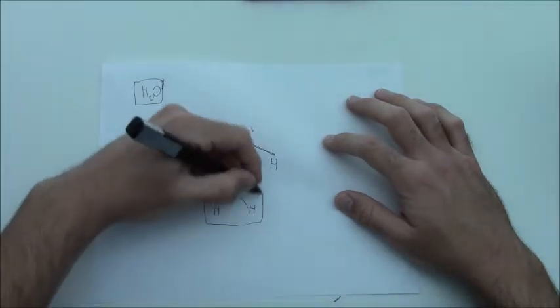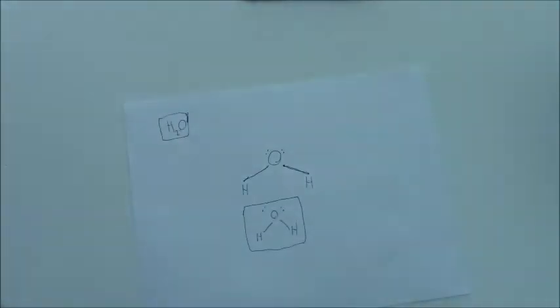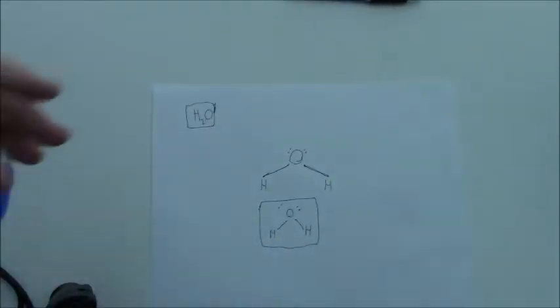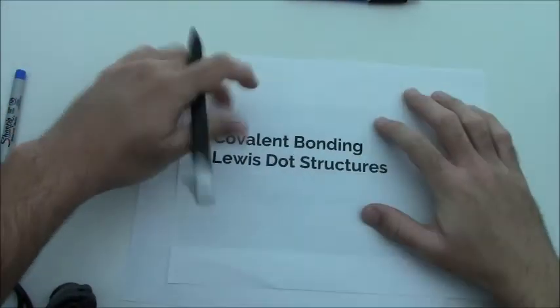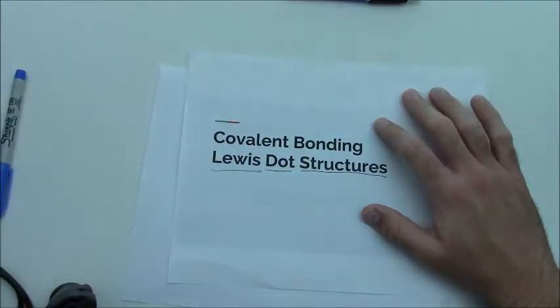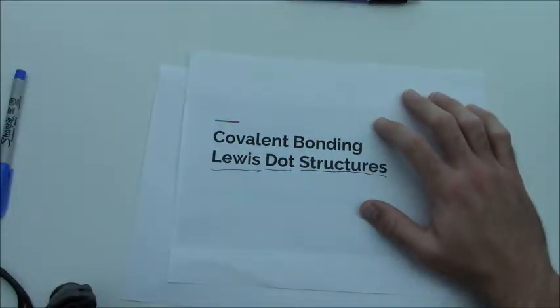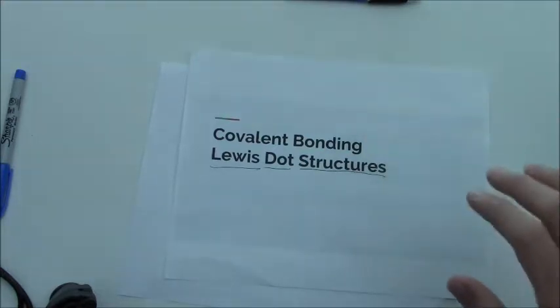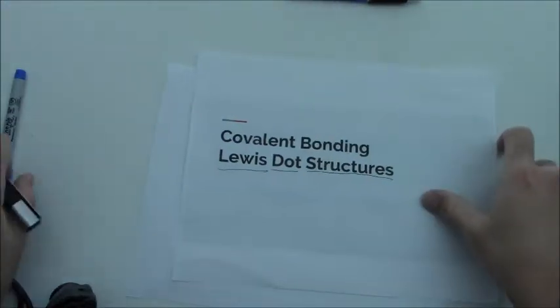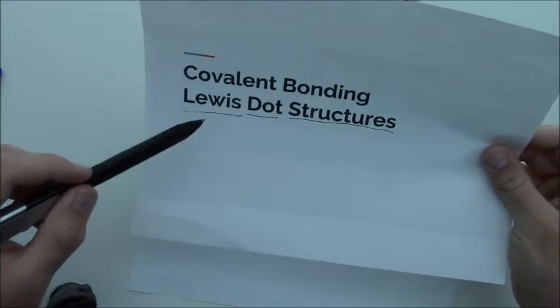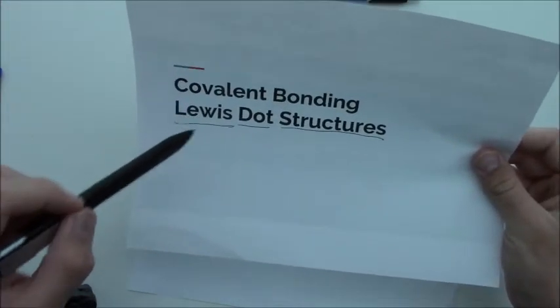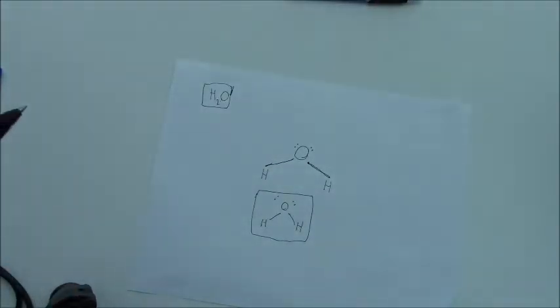This is the Lewis dot structure for water. What a Lewis dot structure is, it shows how the atoms are bound to each other, but it does not at all show the orientation of the atoms in 3D. That's what molecular geometry is. This is a big misconception amongst chemistry students. This is a very important distinction to know.